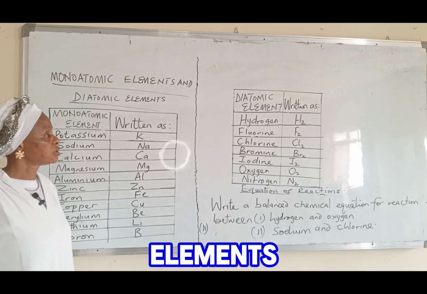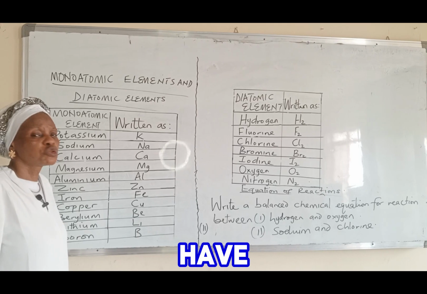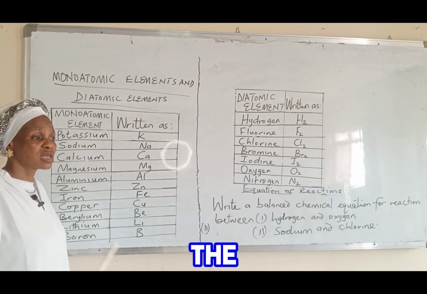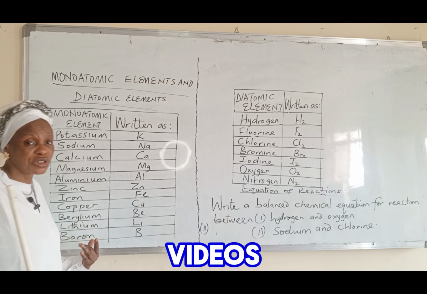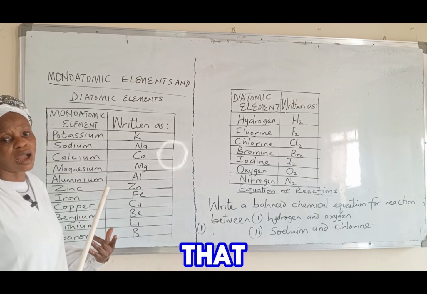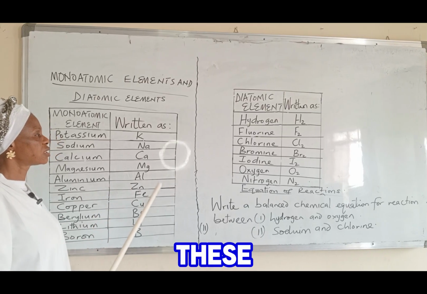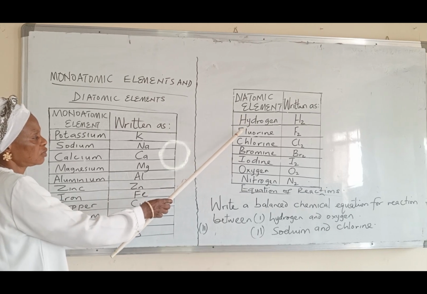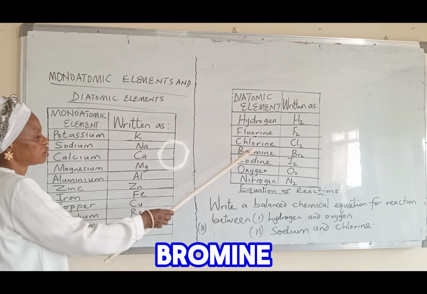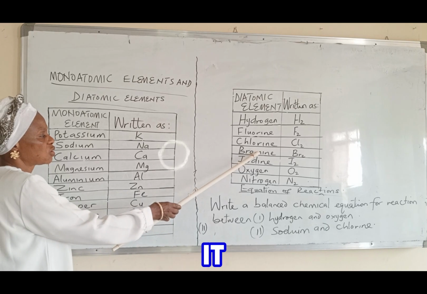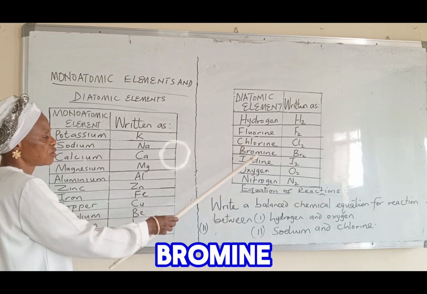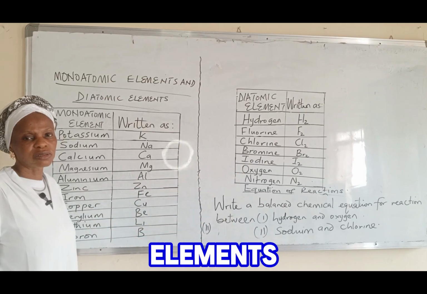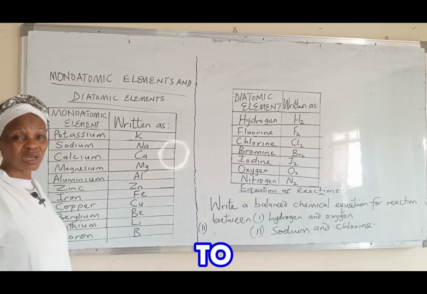Now, diatomic elements. What are the elements that have two atoms? Di means two in chemistry. From the same periodic chart in our previous videos, we have some elements that are diatomic. These elements include hydrogen, chlorine, bromine, iodine, oxygen, and nitrogen. So these are diatomic elements. Di means two, as I've told you.